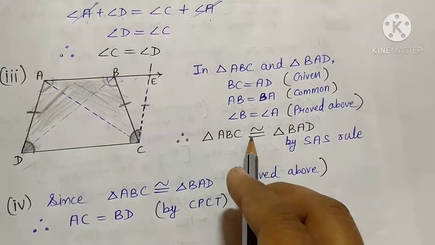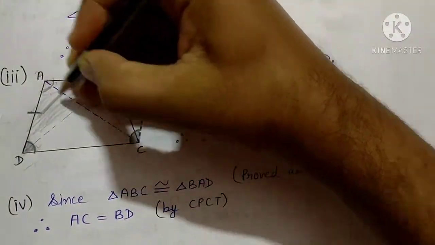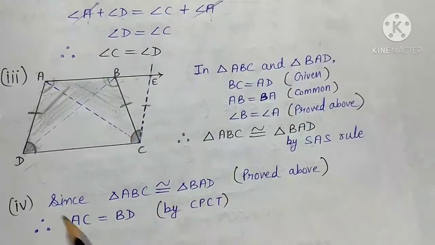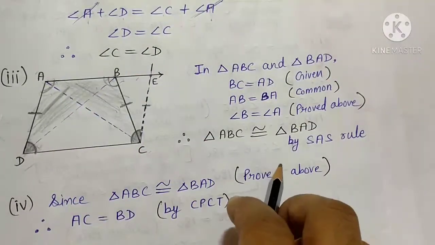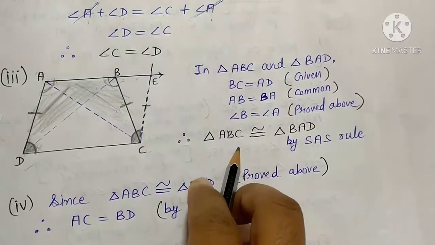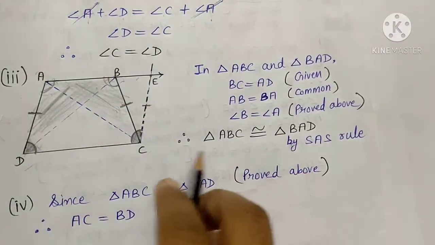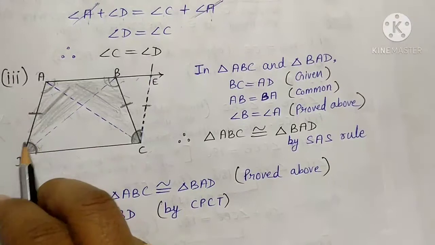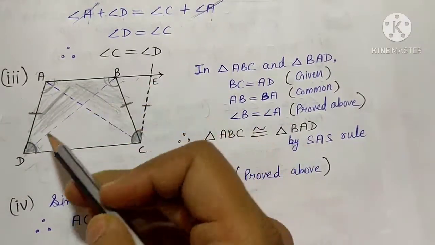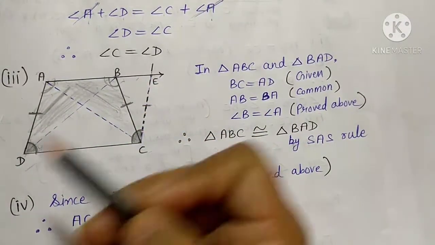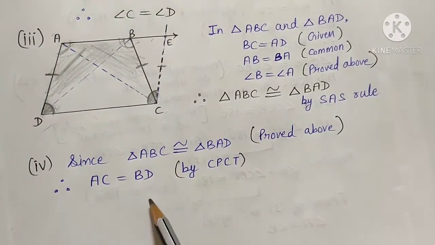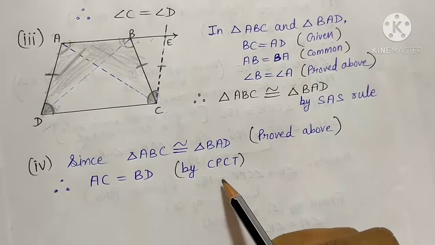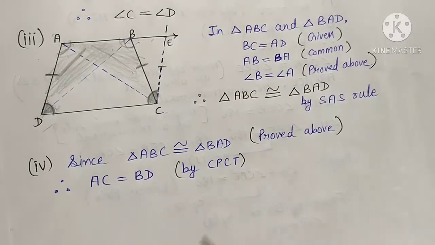Now in the fourth part we have to prove that this diagonal, the dotted line AC, is equal to diagonal BD. We just proved that triangle ABC and triangle BAD are congruent, and AC and BD are the corresponding sides of these two triangles. Therefore, these two sides AC and BD, which are diagonals, are equal by CPCT, corresponding parts of congruent triangles.